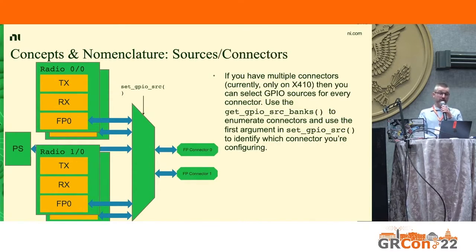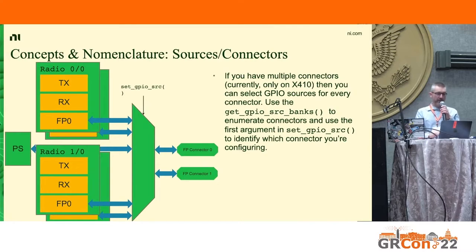And if you go to the USRP X410, our current flagship product, which you can, by the way, take a look at at our booth, we have 2 front panel connectors. So it gets a little bit more complicated, but only a bit, because this API call, set GPIO source, takes multiple arguments, and one of the arguments is which connector you are actually setting the source for. So basically with this API, you say, for front panel connector 0, I would like pin 0 to be assigned to radio 0, and pin 2 should be assigned to radio 1 or something like that.